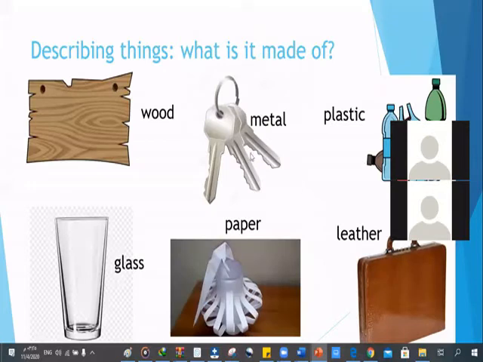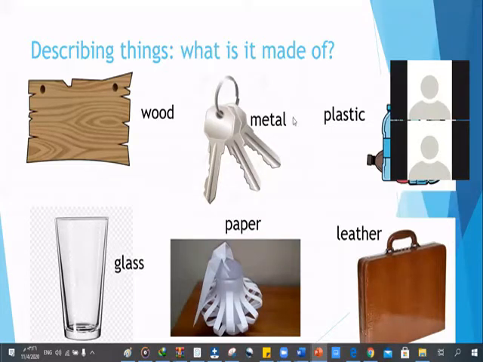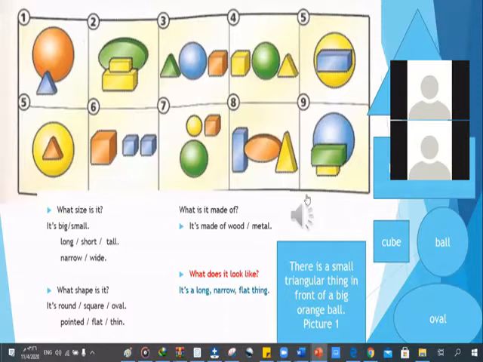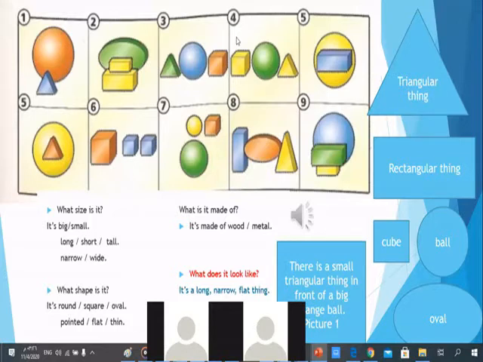Some other things to describe things with: we say, what is it made of? I can ask you, what is your bag made of? And you say it's made of leather, it's made of wood, metal, plastic, glass, or paper. Okay. Now, this is the exercise we left off last time. We said that we have some objects, and we are going to describe these objects in their pictures.